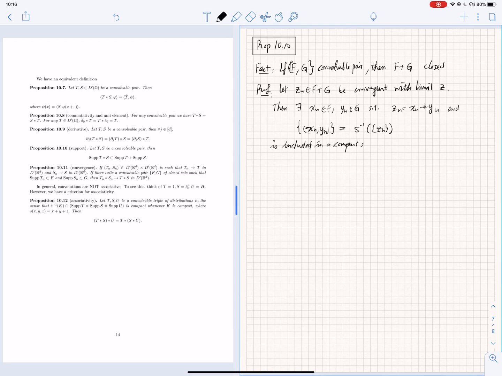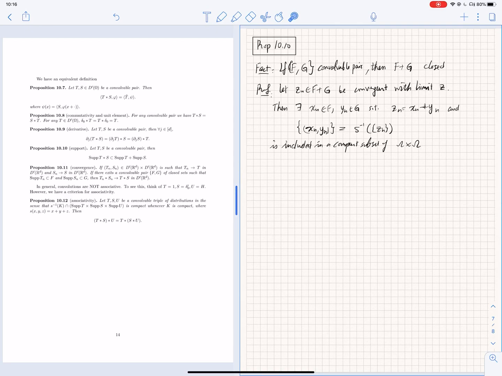In a compact subset of the product space. That is because Zn is a convergent sequence, so it is bounded, right? So S inverse of this: the sequence is contained in S inverse of a certain compact set. And the compact set is actually the closure of the sequence.